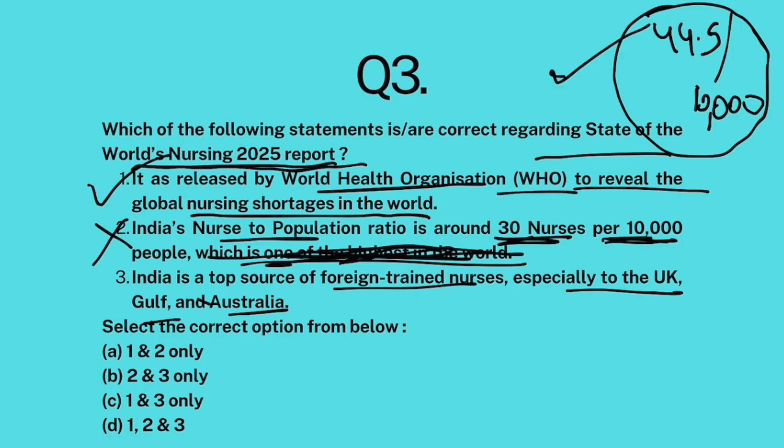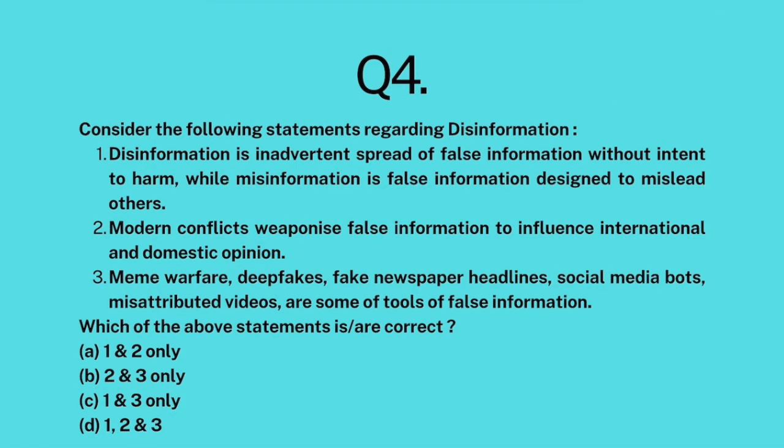But the third statement is correct. India is a top source of nurses to countries like the UK, Gulf and Australia. This part is absolutely correct. 1 and 3, C. And last, question number 4.